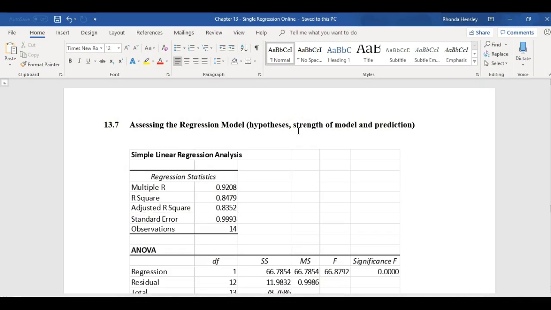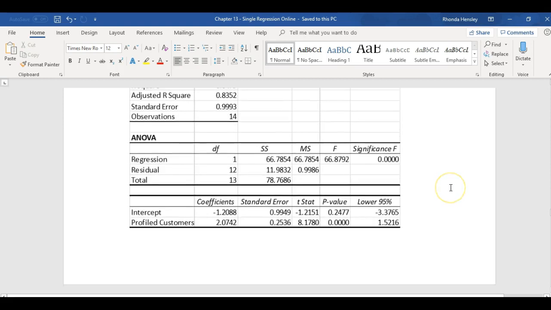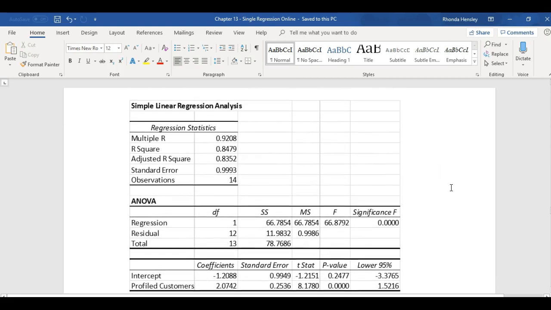In Word, I've already got the notes pulled up. This was section 13.7, and I think it's on page 7 of the handout that I left in Blackboard for you. So you should already have the regression run. We don't have to do anything else in Excel. This is our simple regression analysis model run from PHStat. If you had run it in Excel, you'd have gotten something that looked very similar.